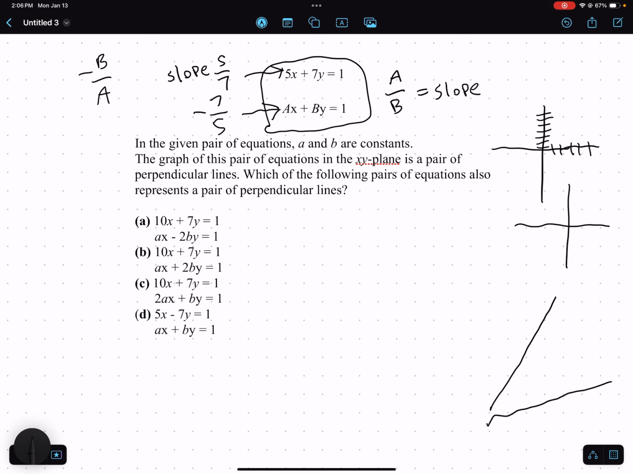Okay, so now we can move on to solving the problem. They give us a variety of choices here.